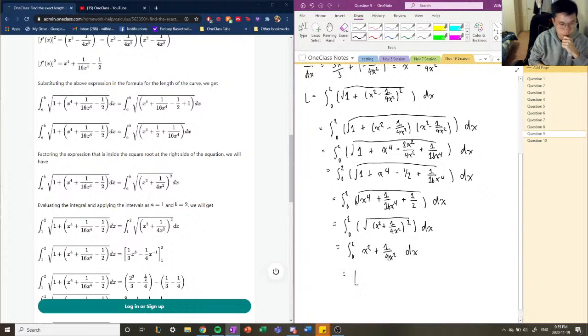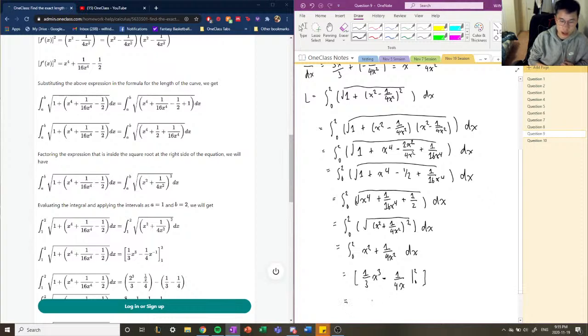That equals 1 over 3 x cubed, because we're integrating now: 2 plus 1 equals 3, so we move that exponent down over here. And this is going to be negative 1 over 4x, evaluated from 2 and 0.